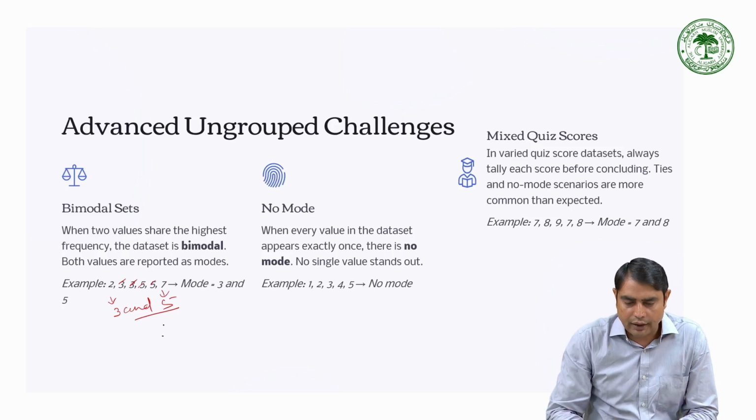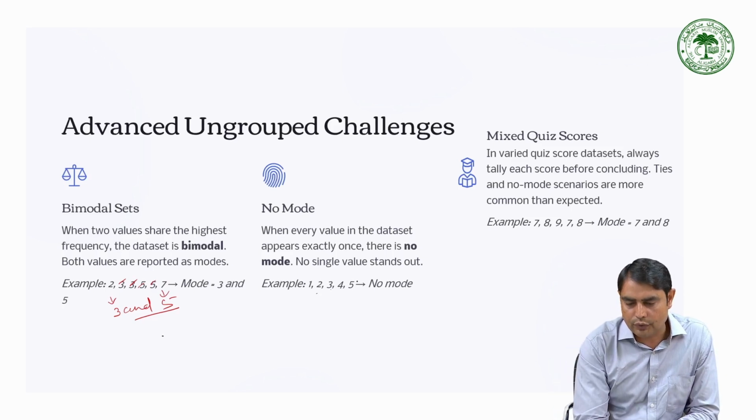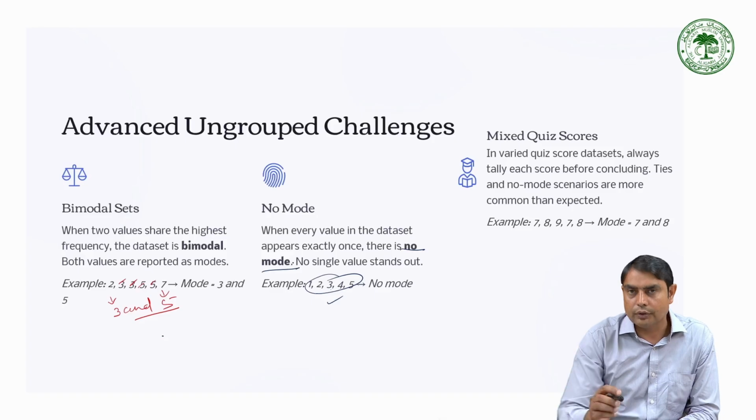Next, I have the values 1, 2, 3, 4, 5. So no value is repeated. So there is no mode. All values are of equal weight. It means this is the case of no mode.